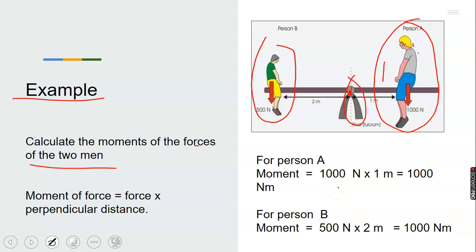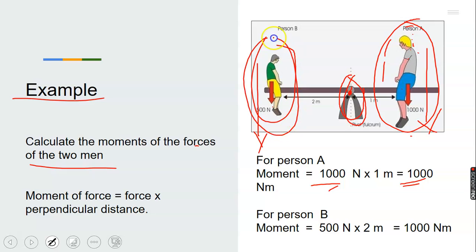1,000. That is the force. You can see the force is acting downward. This man too, the force is acting downward. Now, the force of this man is the weight of this man, but it's acting downward. That means the force times the distance of this man from this middle point equals 1,000 Newton meter. Now, the moment of the second man equals the weight of the man, which is 500 Newton, times the distance of this man from this point, equals 1,000 Newton meter.